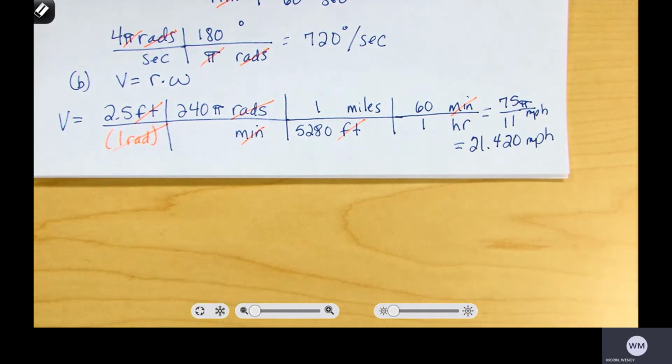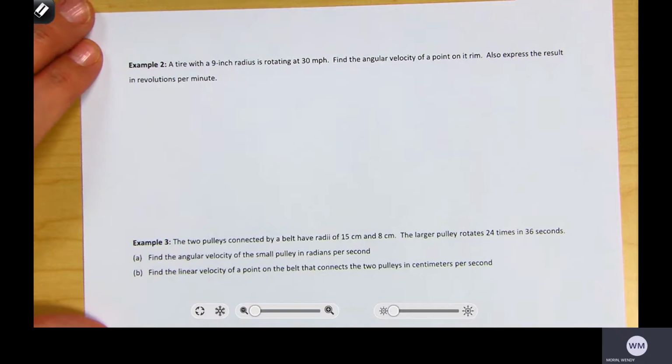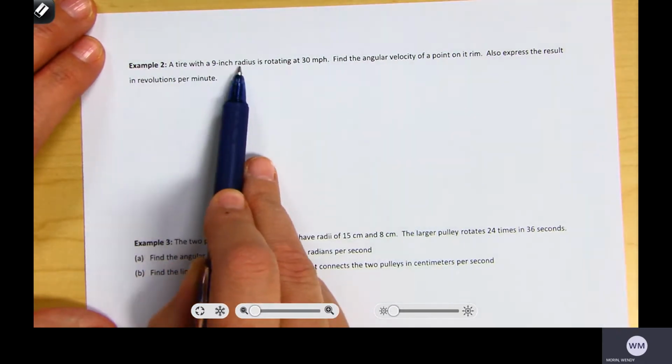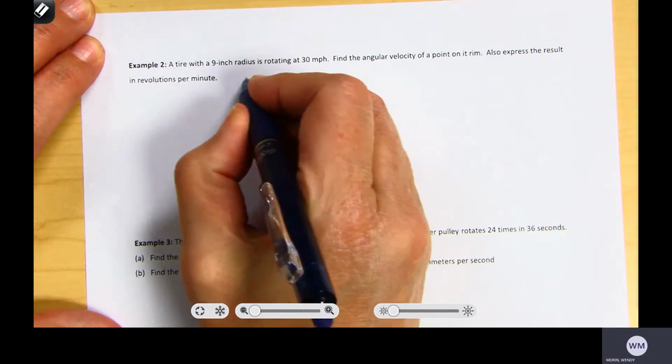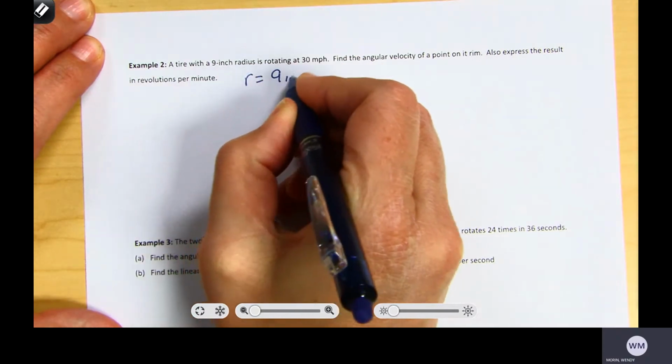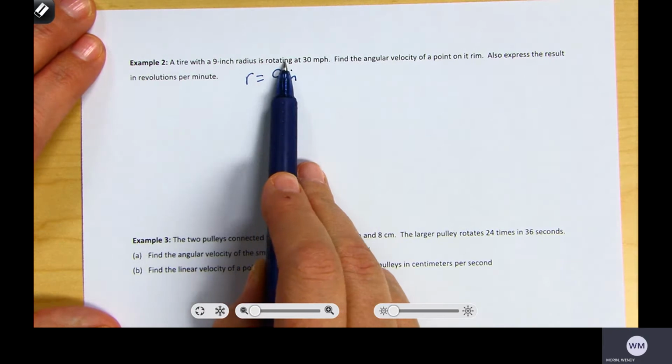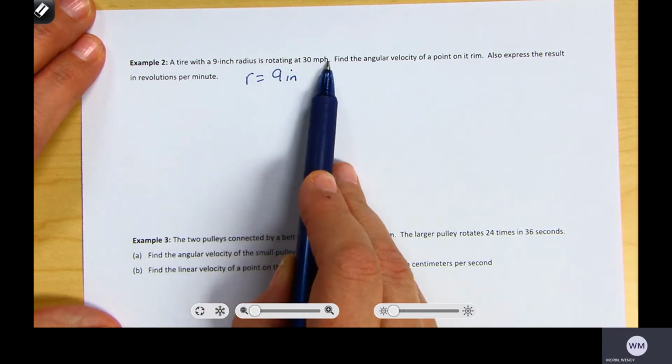Okay? All right, let's try the next example, example number 2. Again, we're going to first start by writing down everything that's given to us. A tire with a 9-inch radius. So the radius equals 9 inches. Is rotating 30 mph, 30 miles per hour.